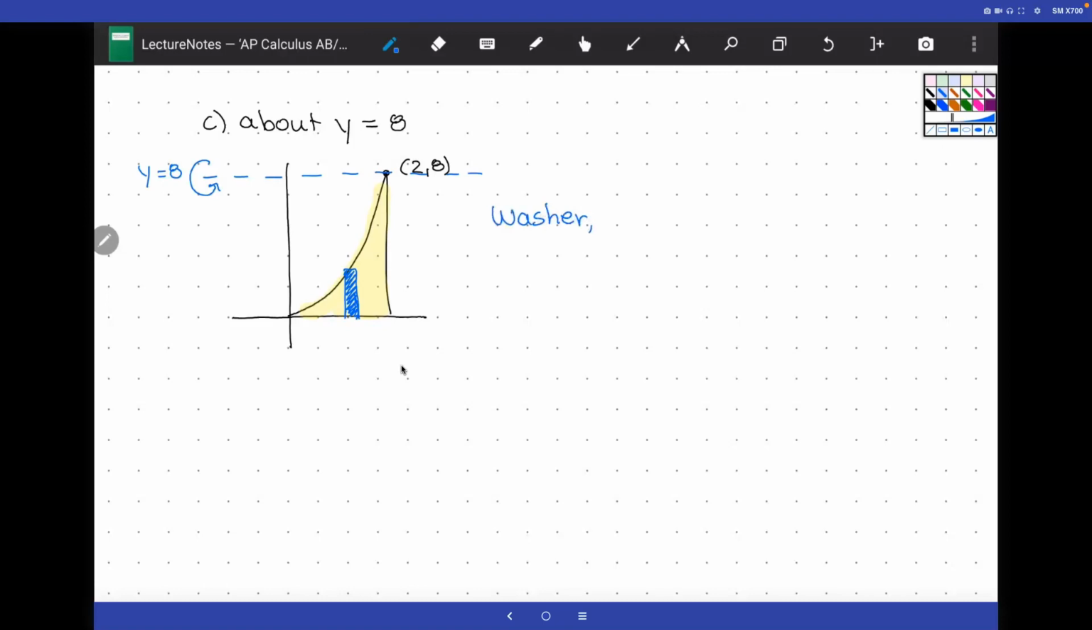Is it a dx or a dy problem? Dx. So any questions on the washer or dx part? So then we have the big R and the little r we got to worry about. So the big R, remember, goes from the axis of rotation to the furthest part of the rectangle.